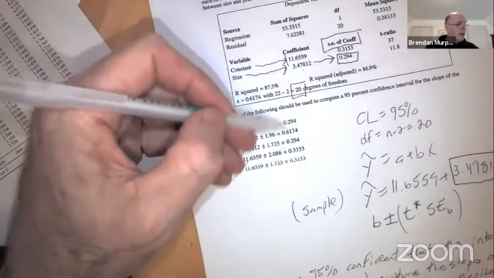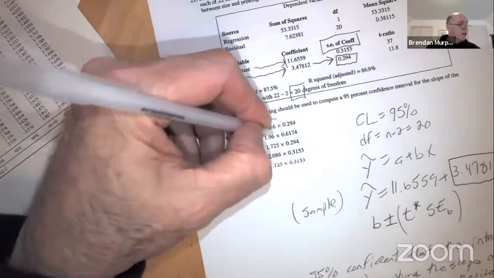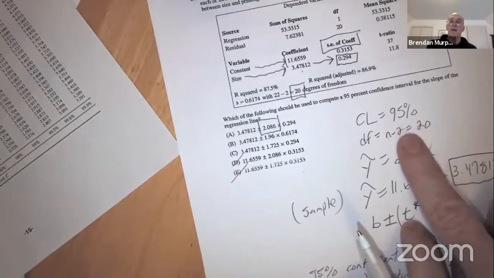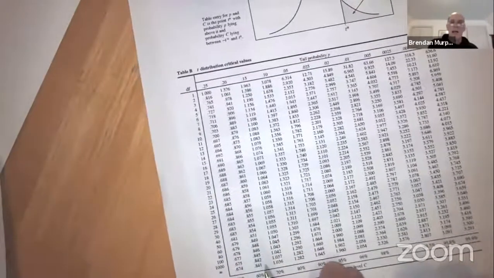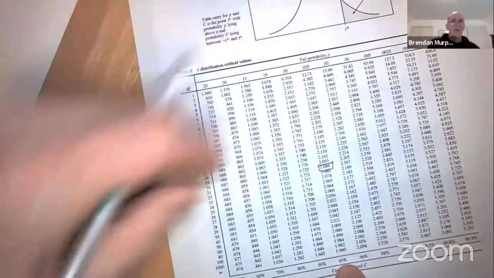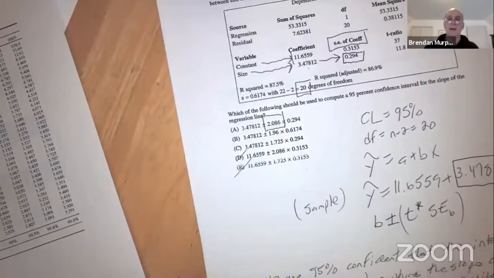And so if I look up here, I think my answer is A, because that's the only one that has 0.294. But let's see if we can figure out where this critical T value is coming from. So again, my confidence level is 95%. My degrees of freedom is n minus 2, or 20. So if I go back to my T table here, I'm down at 95%, degrees of freedom over here, and I want to go at the intersection of 20 and 95, and I get 2.086. That's that critical T value there. So that's my answer A.